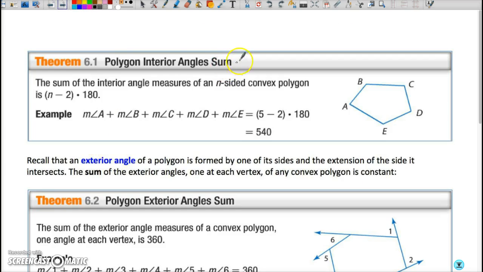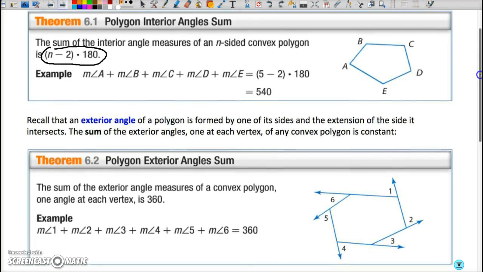Okay, if we jump ahead, here we have theorem 6.1, which says exactly that. If you want to find the sum of the interior angle measures of an n-sided convex polygon, the formula is n minus 2 times 180.